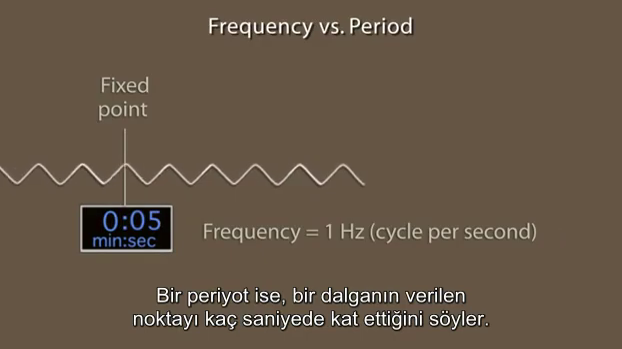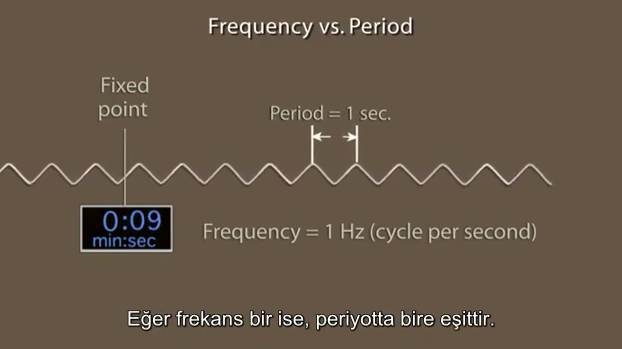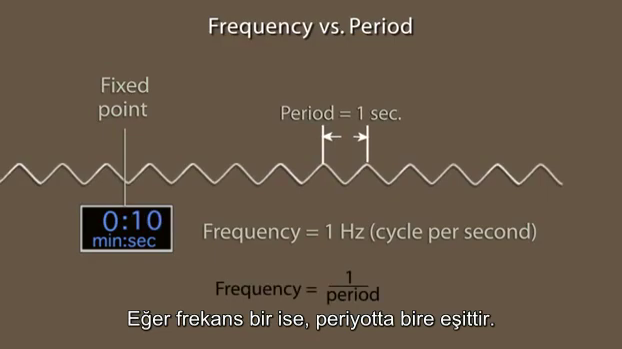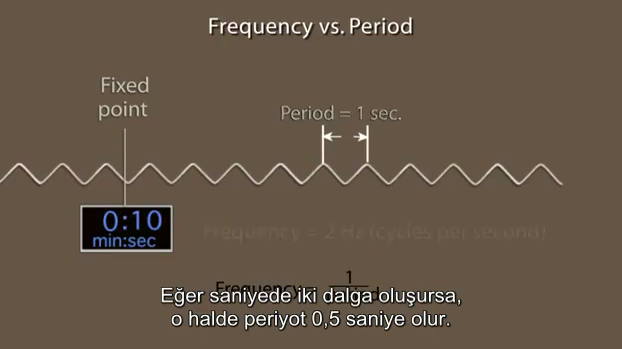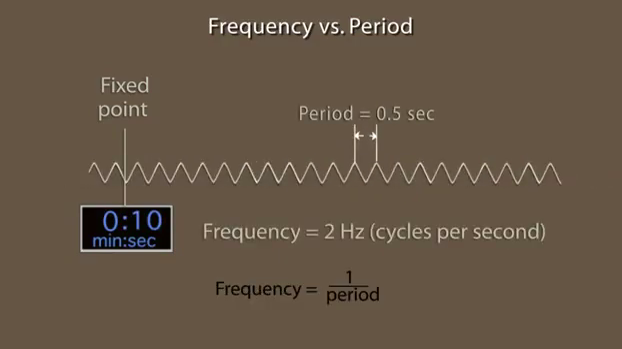The frequency of a wave refers to the number of waves that pass through a point in 1 second. A period is the amount of time that it takes one wave cycle to pass the given point. A frequency of 1 cycle per second has a 1 second period. If the frequency doubles to 2 cycles per second, the period is only half of a second.